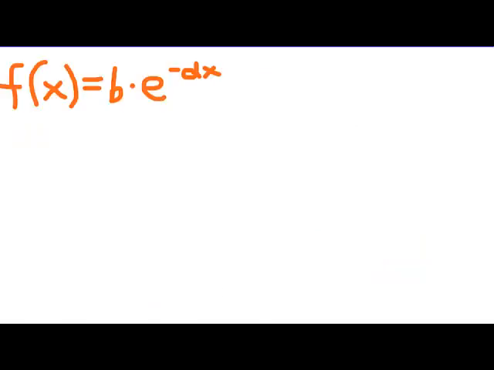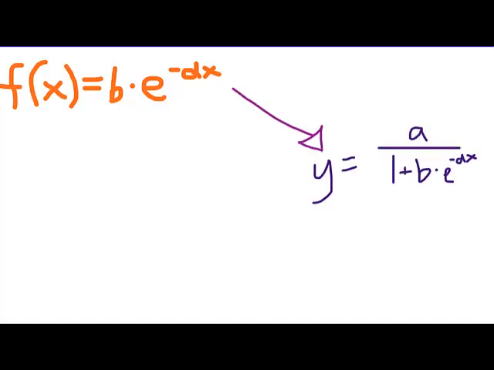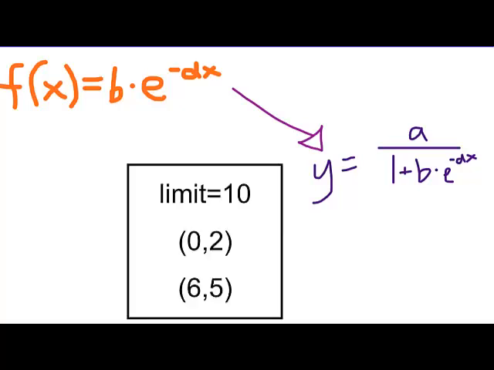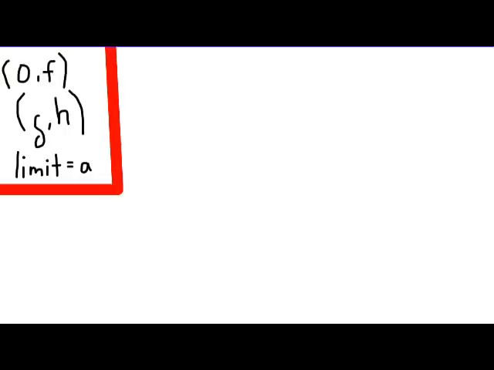Exponential decay functions, of course, have a format of f of x equals b times a constant e to the negative dx, which you can plug into our equation to get y equals a over 1 plus b times e to the negative dx, which is cool and everything, but it's not really helpful when you're given a problem that looks like this. So we're going to try to find a generalized formula for the points 0, f, g, h, and of course the limit a. First, we can plug the point 0, f into our formula.